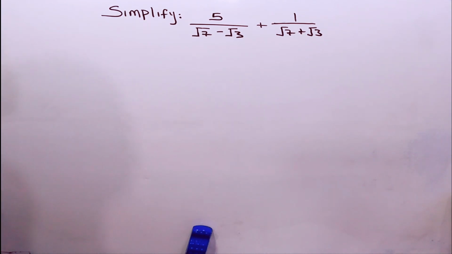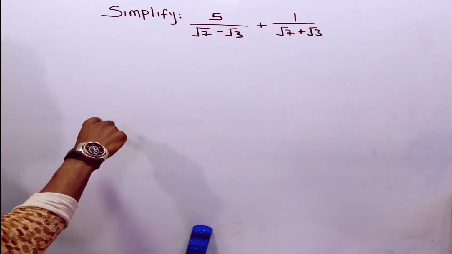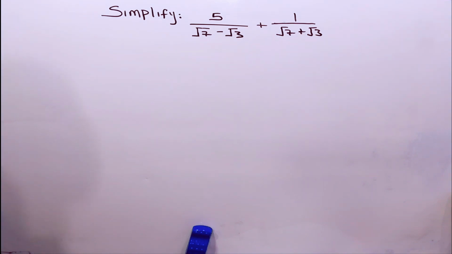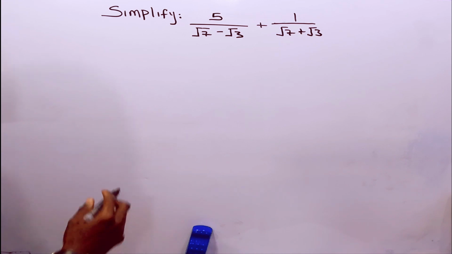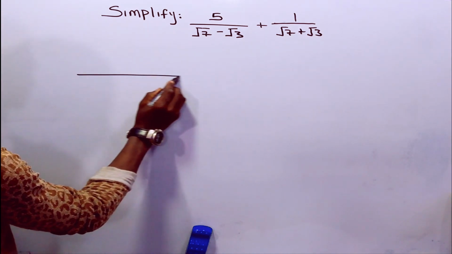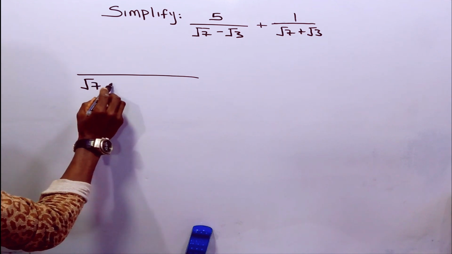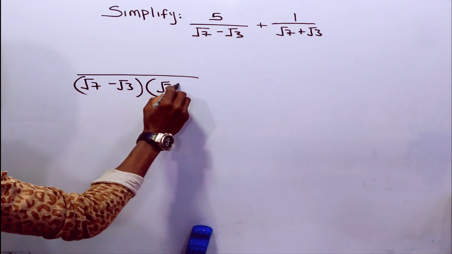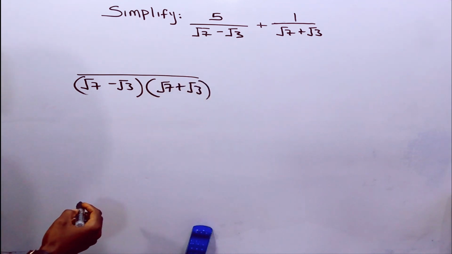To simplify this also, let's consider these two as fractions. And to simplify addition of fractions, we look for the LCM of the denominators. However, unlike the first question, where the denominators are the same, here the denominators are not the same. So the LCM of these fractions will be the product of the denominators, which means the LCM will be root 7 minus root 3 and root 7 plus root 3.